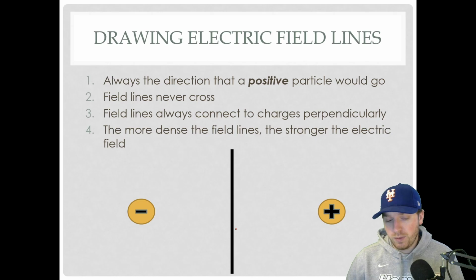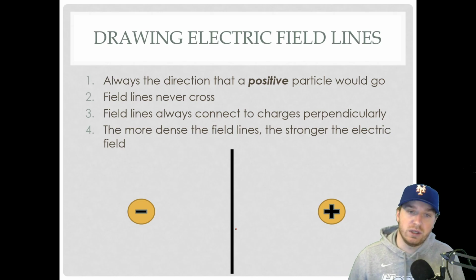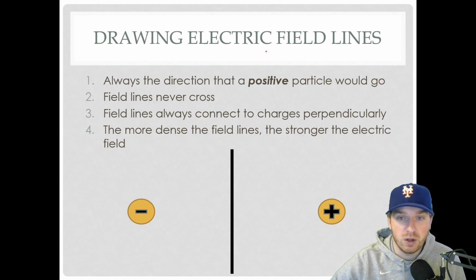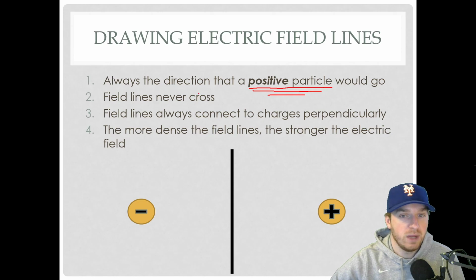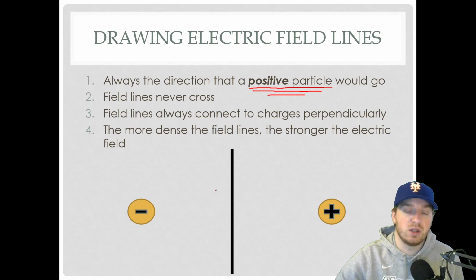So remember, when we did gravitational field lines, all the lines had to be pointed inwards because gravitational force is always attractive. When we're drawing electric field lines, we always, and this is the biggest rule, draw the direction that a positive particle would move. We always draw in the direction that a positive particle would move. When we draw these, we make sure that the field lines never cross, that they're always connected to the charge perpendicular, and the more dense, now this is something that won't be touched on too much, the more dense the field lines are, the stronger they are.